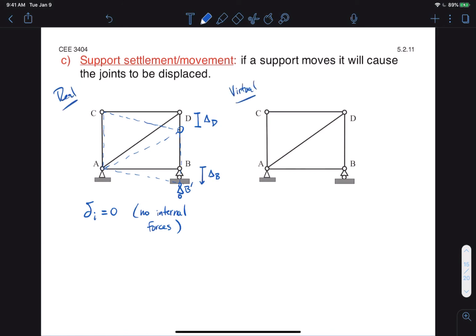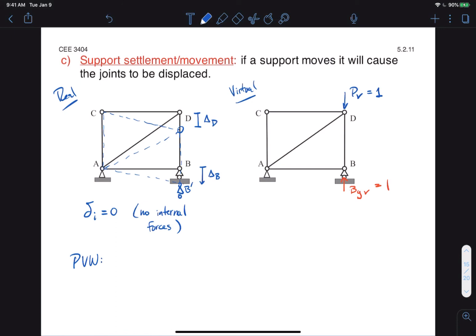Our virtual system, again, will include a load there at D, make that equal to 1. If we solve for the reactions, we'll see that the virtual reaction By is equal to 1. Now we apply the principle of virtual work, but there's something different about this problem. Notice that both delta D and delta B are external displacements, not internal displacements. So they must be multiplied by external forces, which would include the virtual force and the reaction at B. On top of that, they must go on the left side because that's where we include the external work. Remember, external work on the left equals internal work on the right.